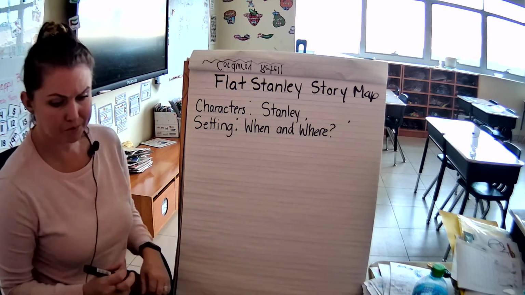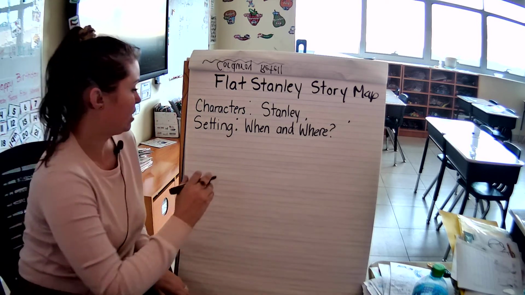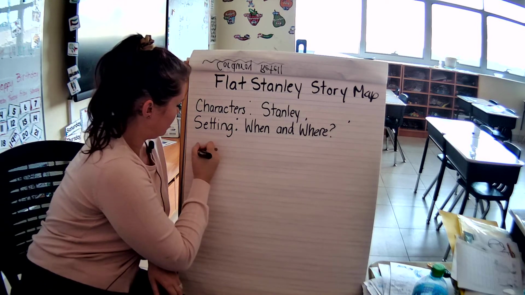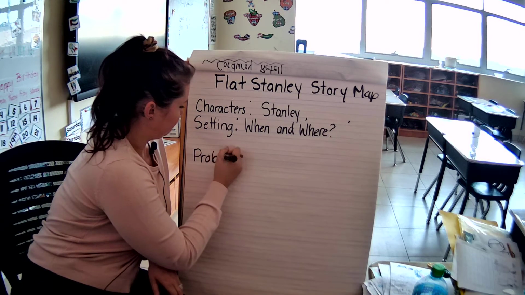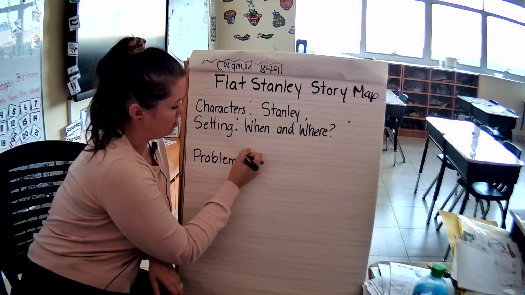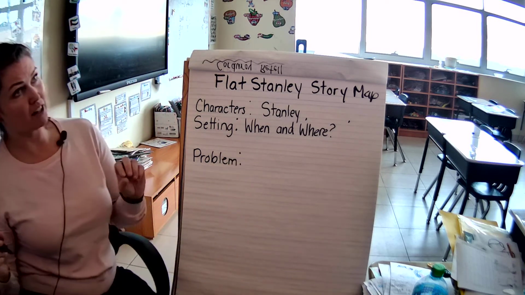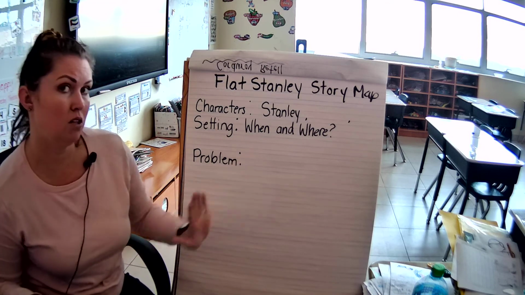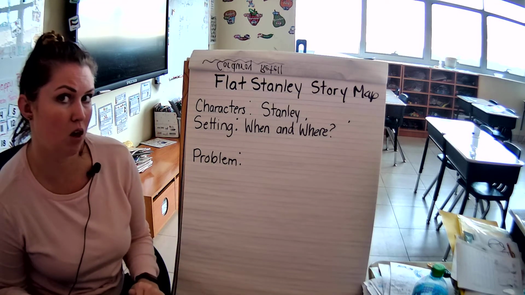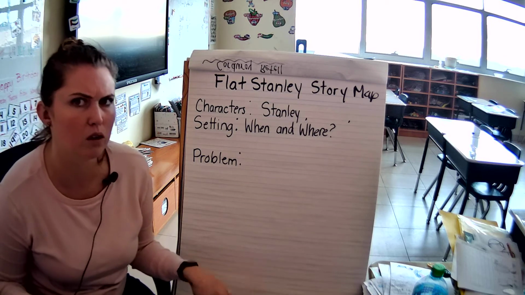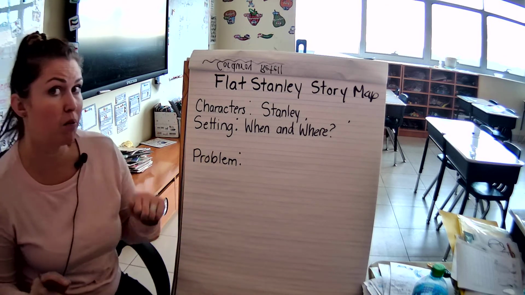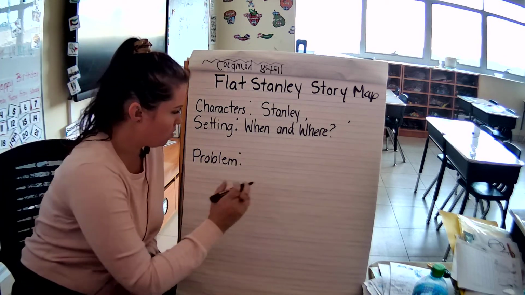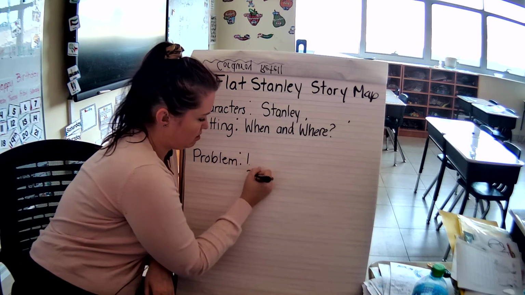After the setting is the problem, okay? So I'm going to skip a space here. So there's actually two problems in the story, and I'm going to let you guys think about what those problems are. Okay, there's probably more smaller problems, but there's two big problems in the story. Okay, what are they? I'm going to write problem number 1, problem number 2.